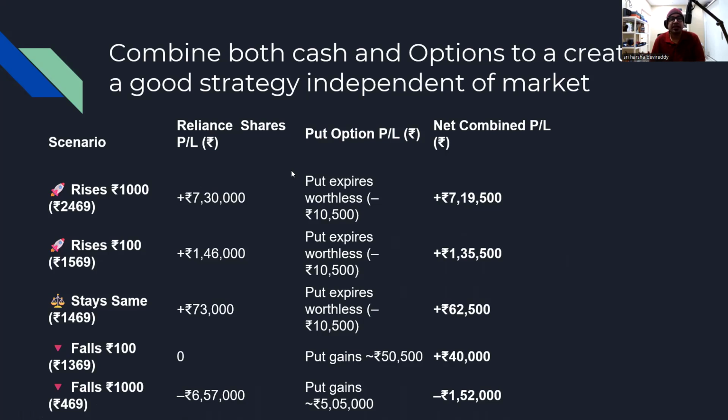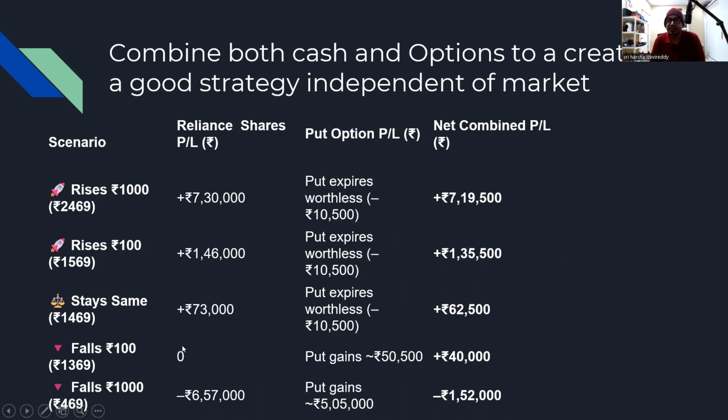See here. If Reliance rises, the Reliance share is in profit, the Reliance put is in loss, you are in profit. If Reliance rises 1,000 rupees or 100 rupees, same thing. Reliance shares are in profit, the put will be in loss. Finally, you are in profit. If Reliance stays at the same level, the put will be in loss, but Reliance shares already are 73,000 in profit. So still you will make money.